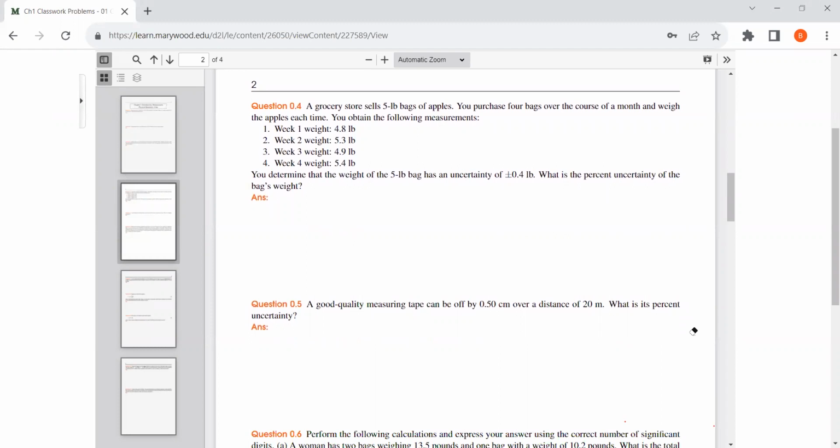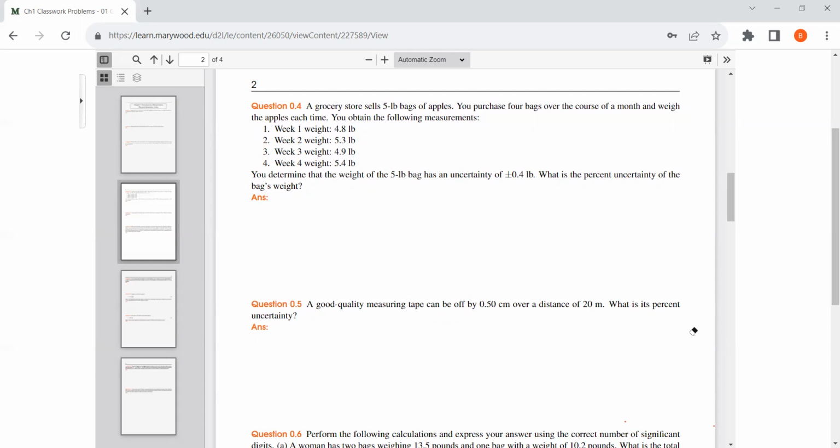All right, so here is what it says. A grocery store sells 5 lb bags of apples. You purchase 4 bags over the course of a month, and here is the list of the weight of each bag you bought in 4 different weeks. The first one was 4.8 lb, the next one is 5.3 lb, then 4.9 lb, and then 5.4 lb. You determine that the weight of the bags has an uncertainty of plus or minus 0.4 lb. What is the percent uncertainty?